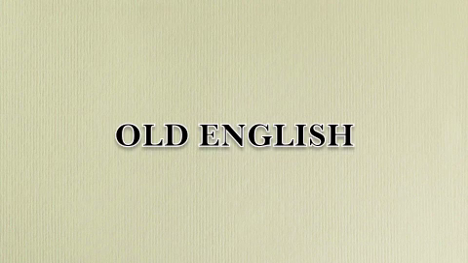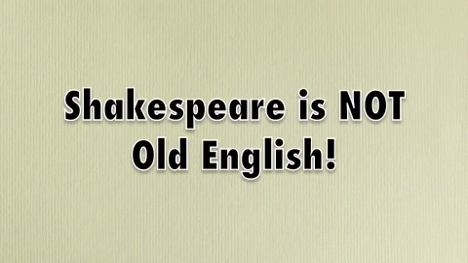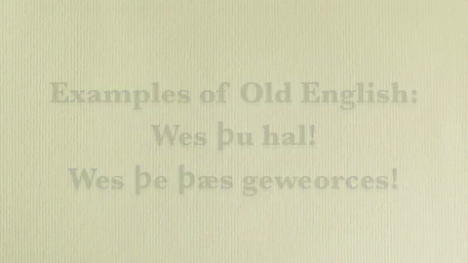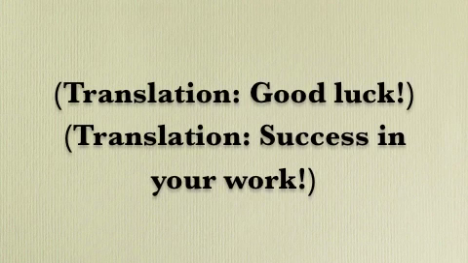Skipping over the proto-versions of our language, let's start with the oldest form of what we'd call English, known as Old English. Old English is almost unreadable for modern speakers. In fact, Shakespeare is not Old English, he is Modern English. Here are some examples of Old English. Westhu hal, wes theithas ye weorkes. Translation: good luck, success in your work.